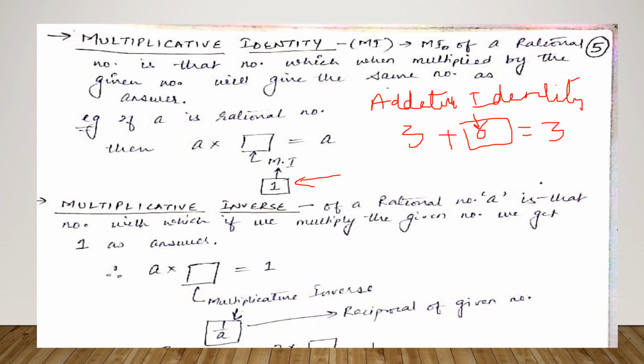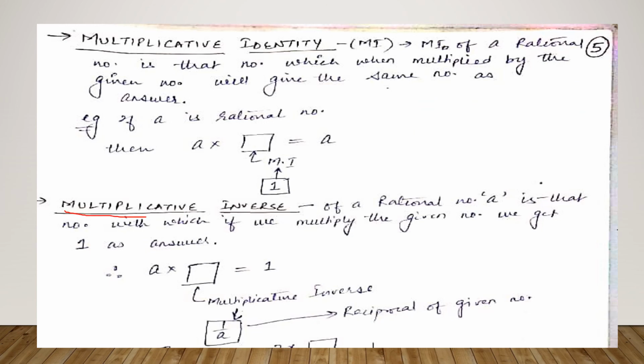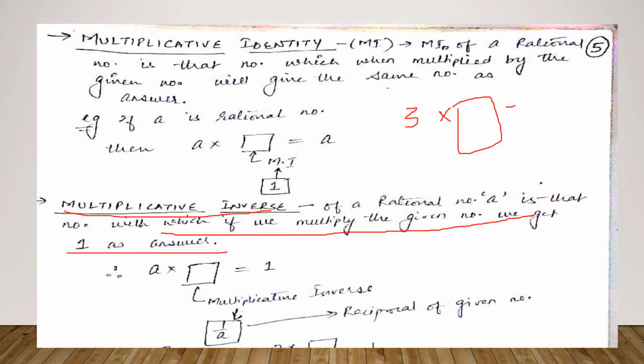Okay. Now comes multiplicative inverse. What is the multiplicative inverse? The multiplicative inverse of any rational number is that number which, if you multiply with the given number, we get 1 as the answer. So suppose you have 3 and you want to multiply something in this so that you get 1 as the answer. This number will be your multiplicative inverse of 3. Very simple, if I multiply it with 1 upon 3, it becomes 1. So 1 upon 3 is the multiplicative inverse of 3, or vice versa.